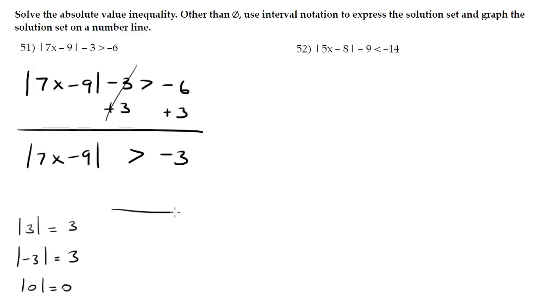So this solution is everything. No matter what I substitute for x, I can substitute any value from negative infinity to positive infinity. When I multiply by 7, subtract 9, take the absolute value, that number is going to be greater than negative 3.